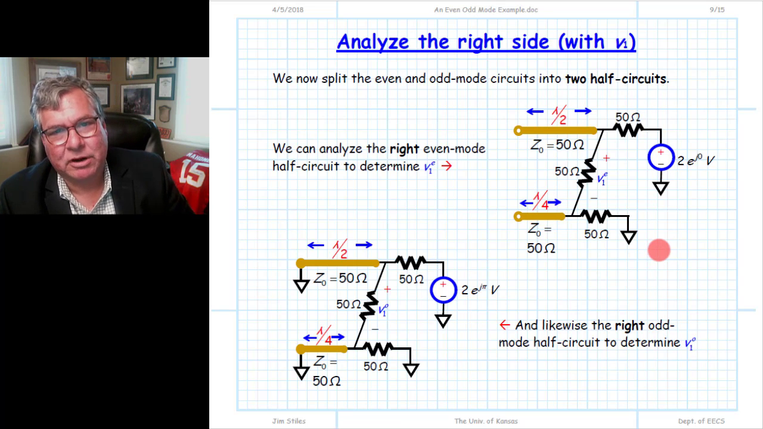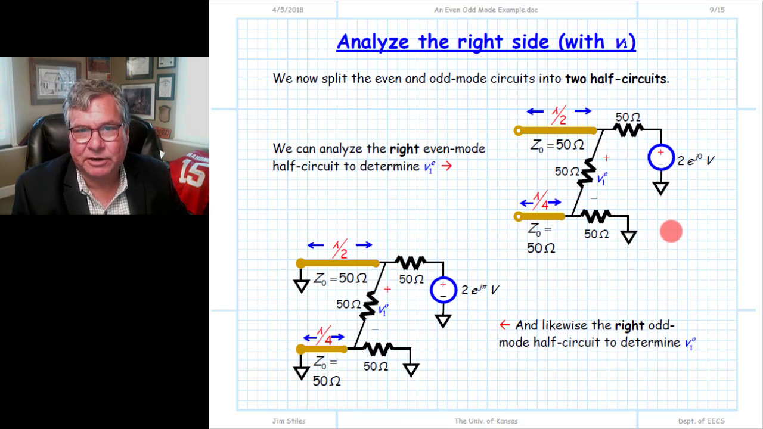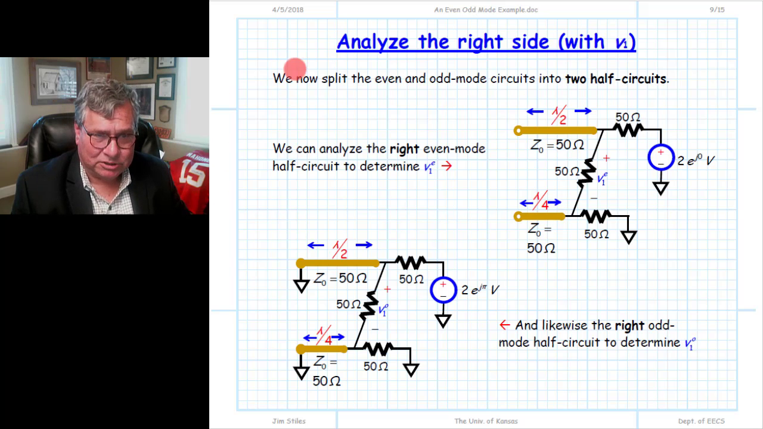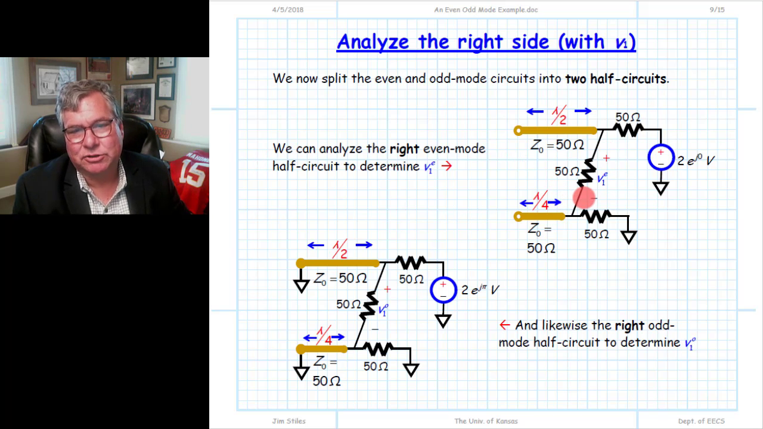So here are the 2 half structures that we are going to analyze for this particular problem. Most often we analyze the half structure on the left side, that's where the original source was, but in this problem we're going to choose to analyze the half structures on the right. It doesn't matter. The reason we choose the right is because in the end the value we're trying to find is this voltage right here, V1, and so we use the half circuit that includes the value we're attempting to determine.